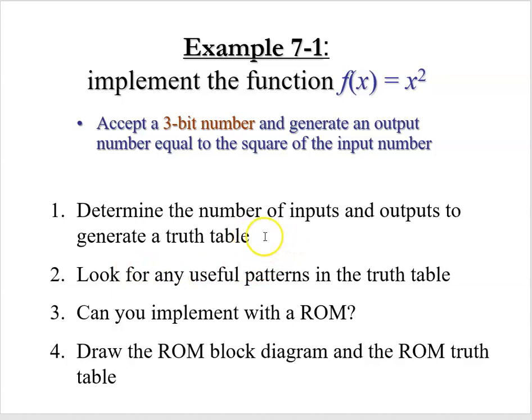So again, our process: determine the number of inputs and the number of outputs to generate a truth table. Look for a useful pattern in the truth table. Maybe we don't need to represent each of those outputs in the ROM. Maybe they're going to be 0 all the time, for example. So then we look: can we implement it with a ROM? If we can implement it with a ROM, we draw a block diagram and the ROM truth table.